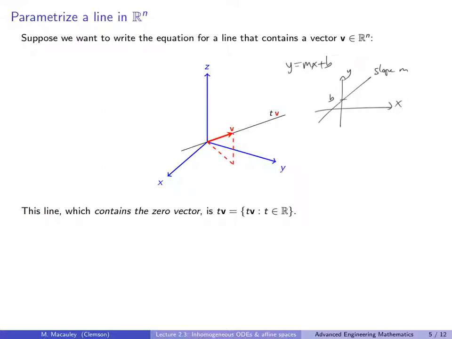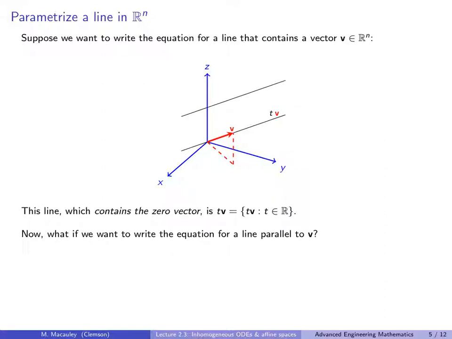So this line, notice it contains the zero vector, that will be important, is just t times v, where t is any real number. So it's a set of all scalars times v. That is a vector space. Now, what if we want to write the equation for a line that's parallel to v, but not through the origin? How are we going to do that?